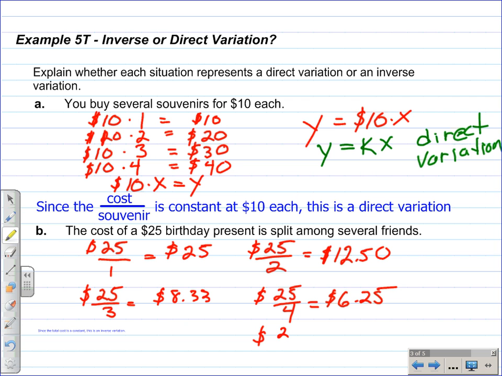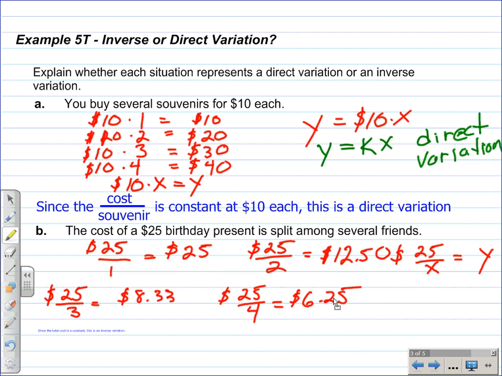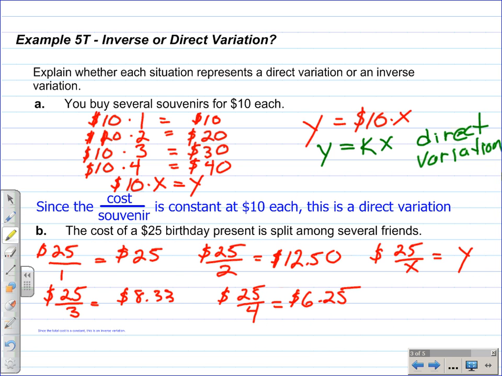If we take that cost and we divide it among X people, that's going to be equal to Y, the cost per person. In this problem, we can see what changes is how many people the cost is going to be split upon. The cost remains constant. So as the number of people increases, the cost per person decreases. In this equation here, if we switch it around, it is in the form of an inverse variation. Y is equal to 25 divided by X.